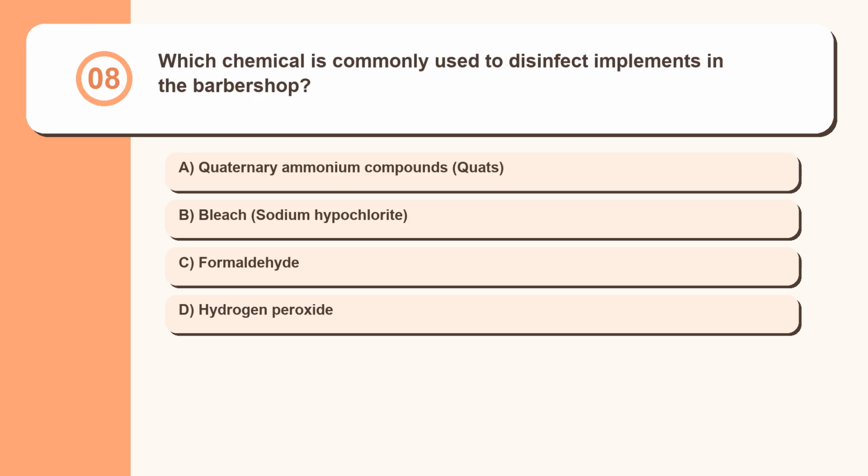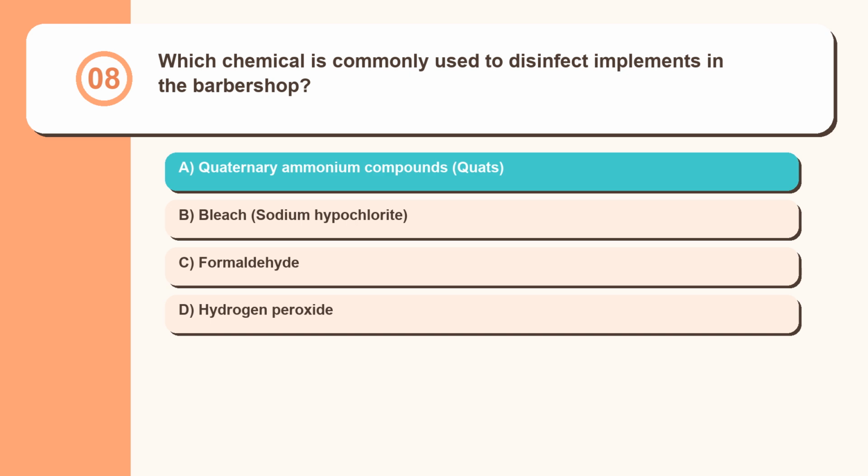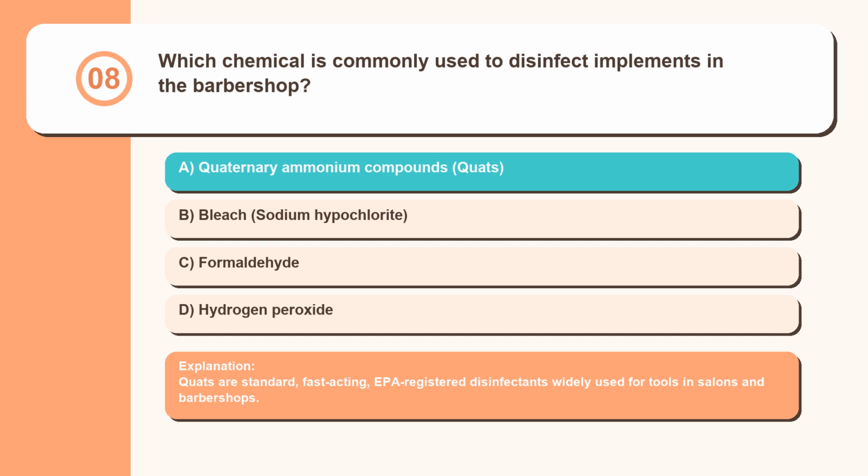Question 8. Which chemical is commonly used to disinfect implements in the barbershop? Quaternary ammonium compounds (quats), bleach (sodium hypochlorite), formaldehyde, hydrogen peroxide. Quats are standard, fast-acting, EPA-registered disinfectants widely used for tools in salons and barbershops.